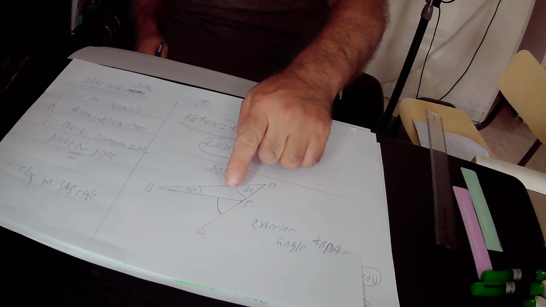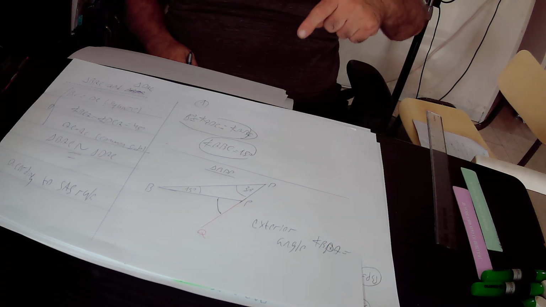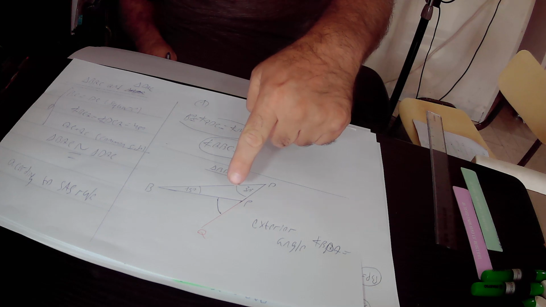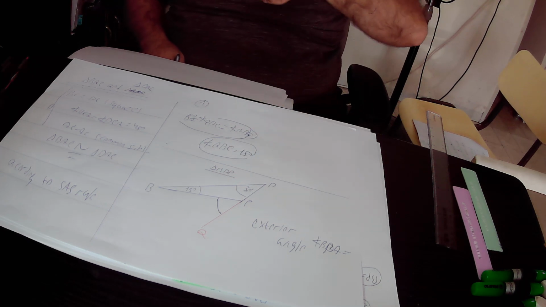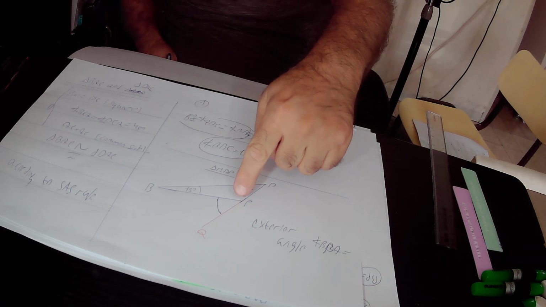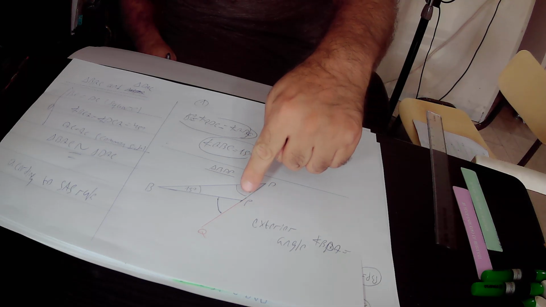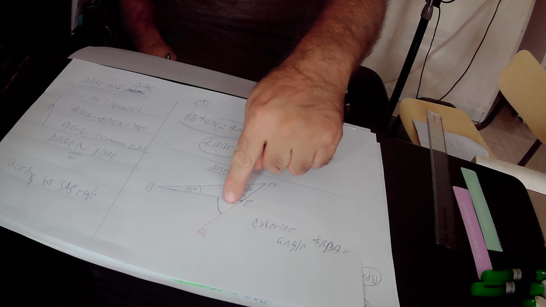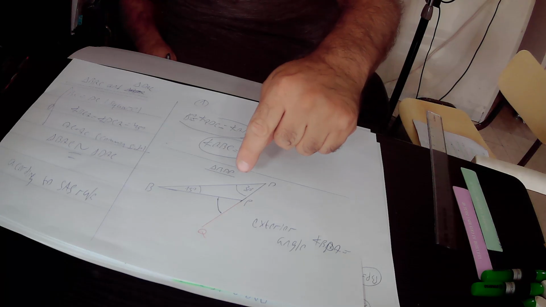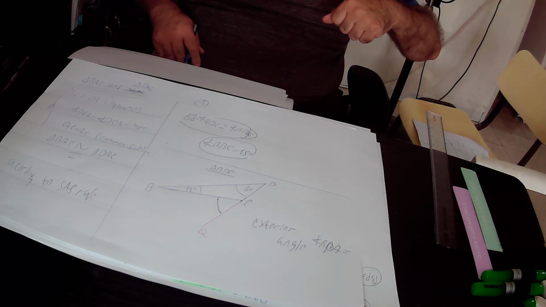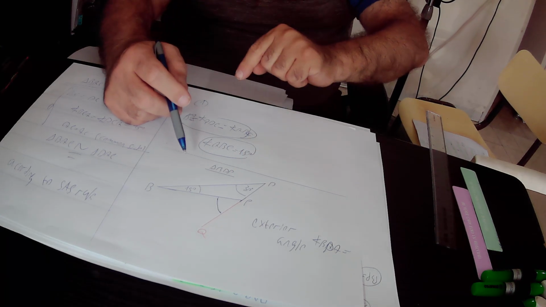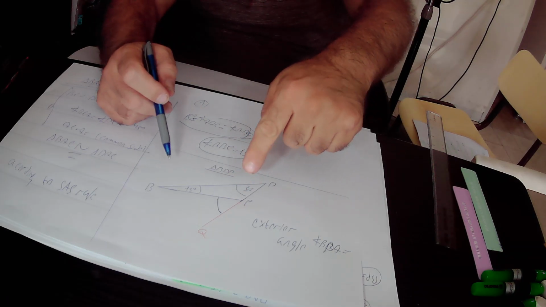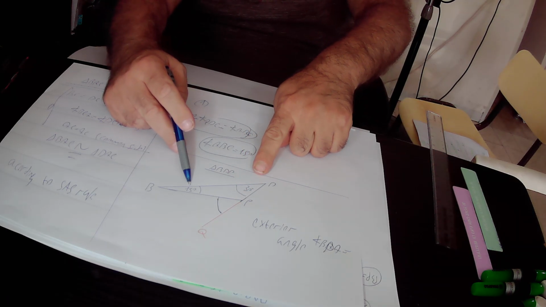So this is the exterior angle BPQ. According to Rule 8, the size of the exterior angle BPQ equals the sum of the two angles that are not adjacent to it. This is angle DPB, that is definitely adjacent to angle BPQ. The two other angles that are not adjacent to angle BPQ are those two angles.